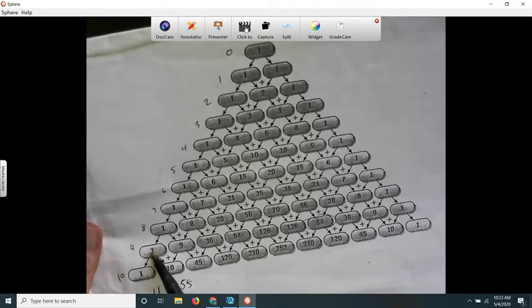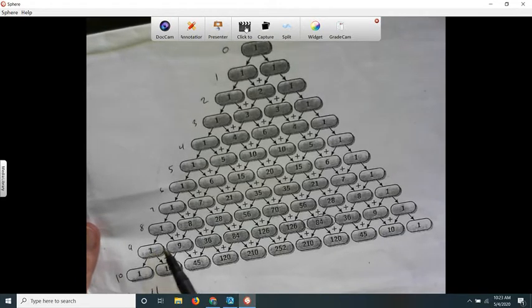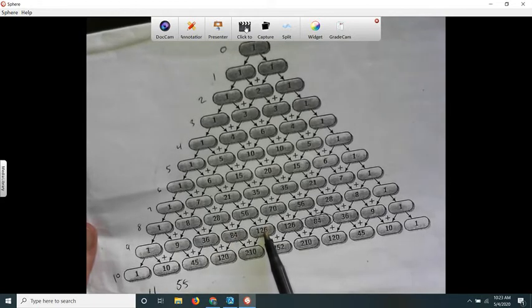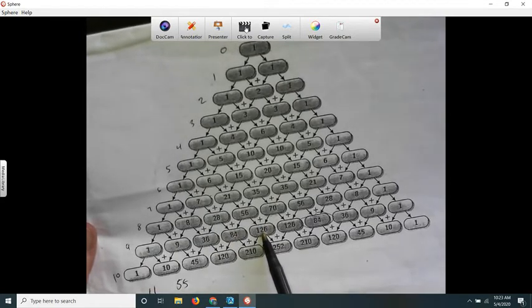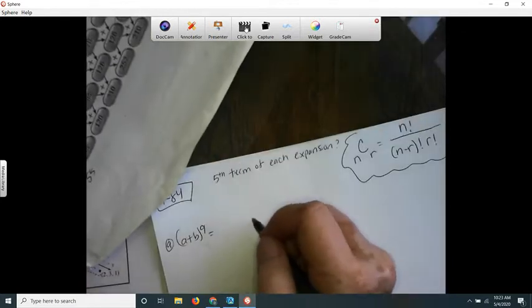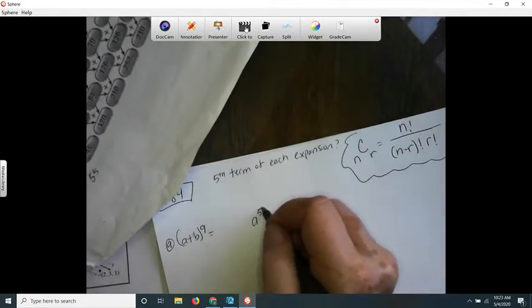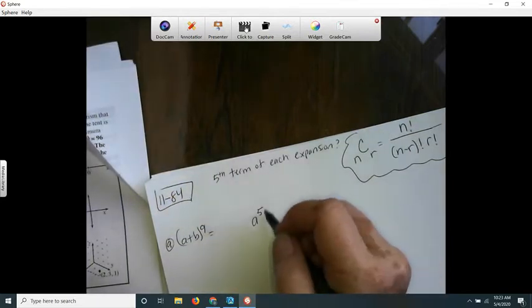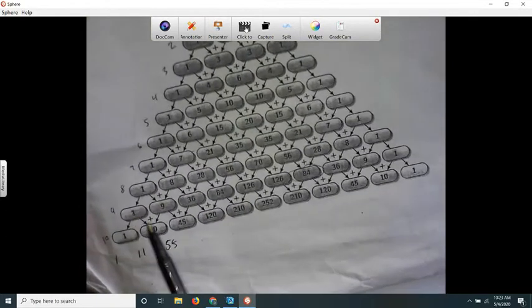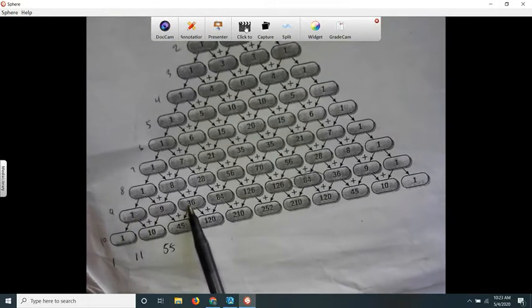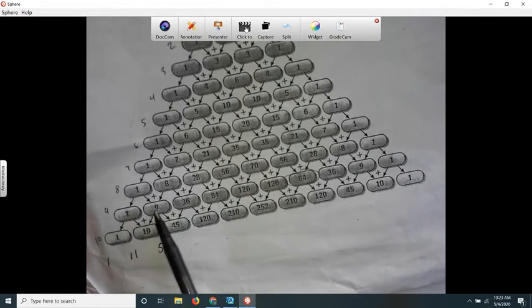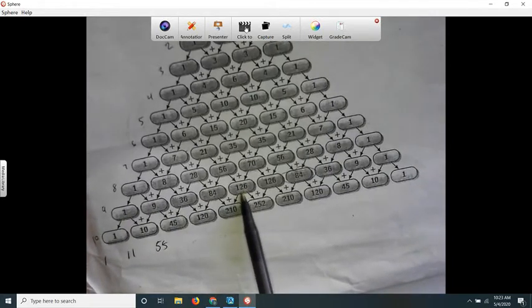So this will be A to the 9th, A to the 8th, A to the 7th, A to the 6th, A to the 5th. So that's the fifth term, and it's going to have A to the 5th. If it's A to the 5th and the exponents have to add up to 9, B is going to be to the 4th, because 5 plus 4. I can check it: B to the 0, 1, 2, 3, 4, B to the 4th.